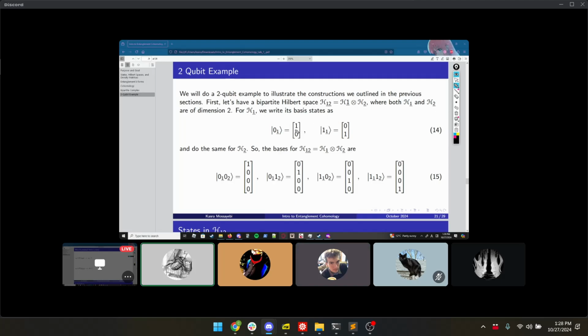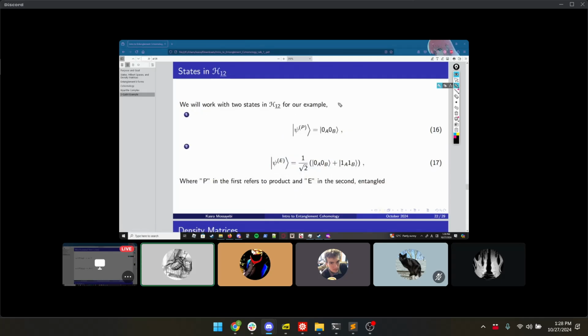So for H1, we can write these basis states. And it's the same for H2, you just switch this guy in the bottom. And so to give us a basis for the combined H1,2, we get these guys here. I don't think I really have to explain why we get them. I hope that's fairly clear.